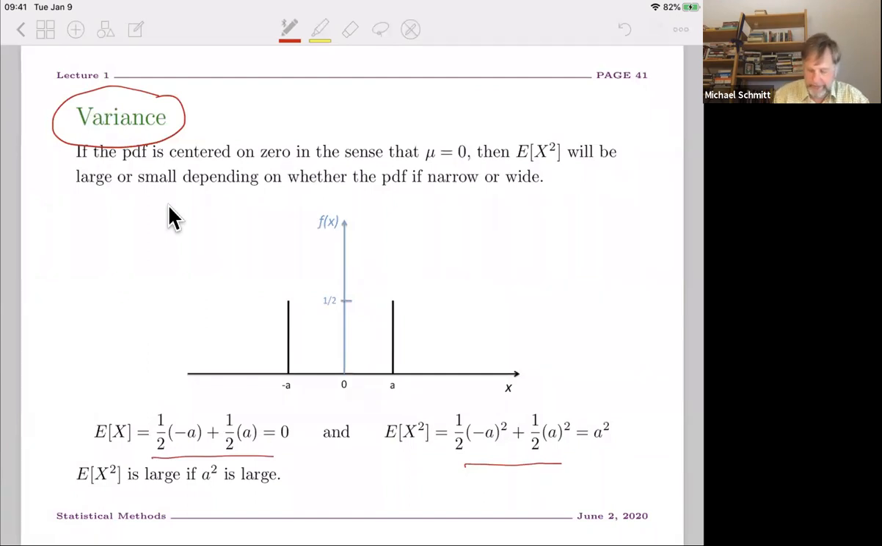That's because I have two delta functions, one at minus a and one at plus a, and they're supposed to be centered on 0. The diagram's a little bit imperfect. All right, so that means that if we have a very large, like 700, then the expectation value of x squared is going to be very large. If a is small, like 10 to the minus 3, then the expectation value of x squared is also small. So how spread apart this is relates to E of x squared. Okay?